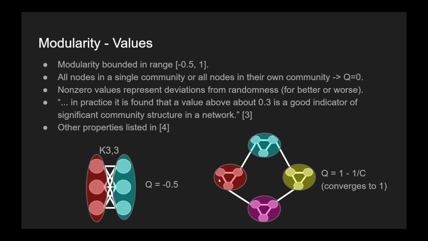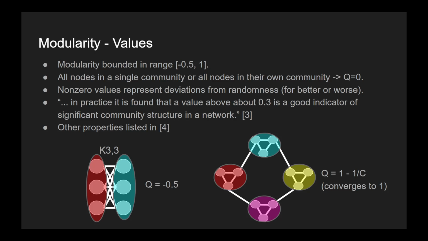And there's a paper that talks about this, but as the number of cliques increases, your modularity value converges to 1 because it equals 1 minus 1 over the number of cliques. Okay, next, if you have all nodes in a single community or all nodes in their own community, that gives you a modularity value of 0. And that's simple to calculate. Non-zero values represent deviations from randomness.